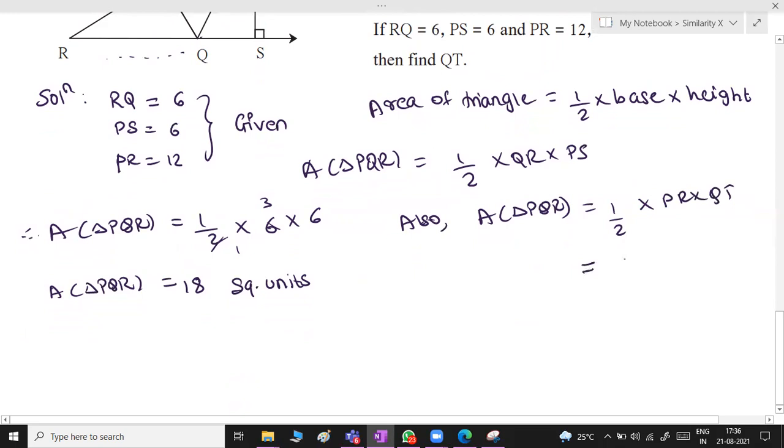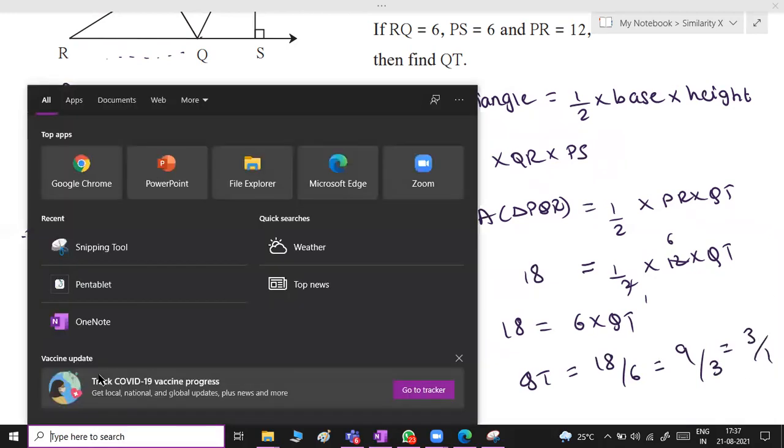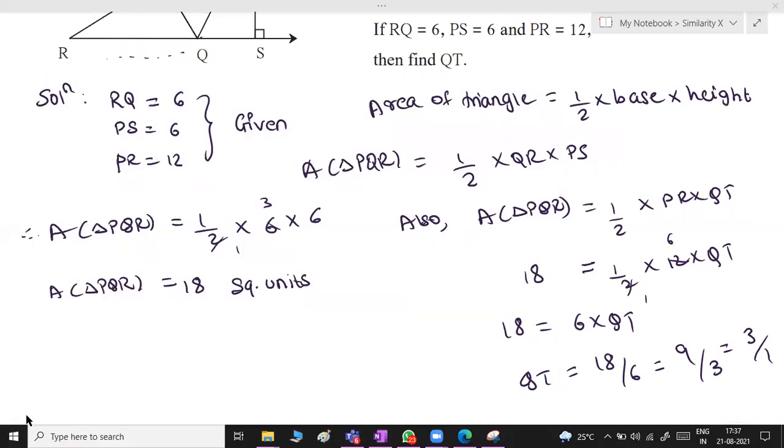This question is very easy. So it's going to be half into PR, whose value is 12, into QT. So if you want QT, basically, do you know how it is? We found the area of triangle PQR for exactly this, so here I have 18. Okay, so now solve this part. 2 ones are 2 and 2 sixes are 12, so 18 is equal to 6 into QT. So basically QT is equal to 18 upon 6, which is equal to 3. And therefore what is the... what has started?